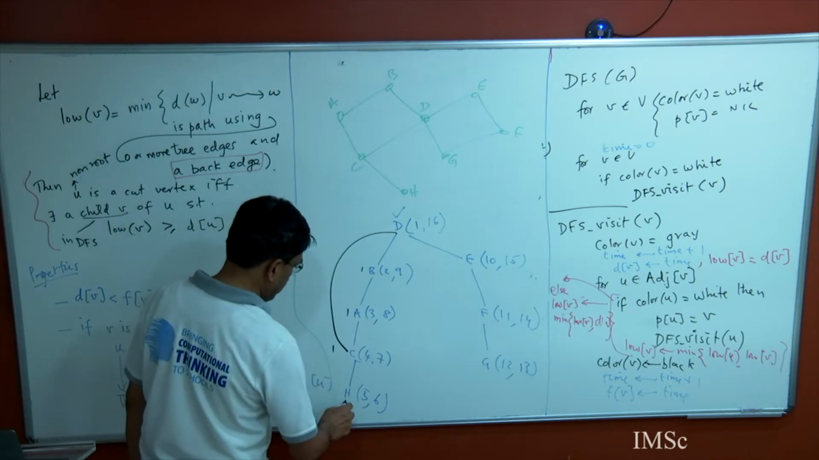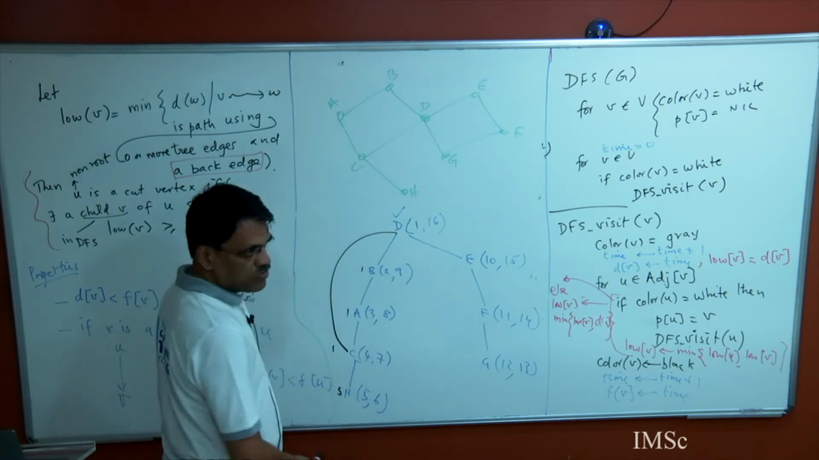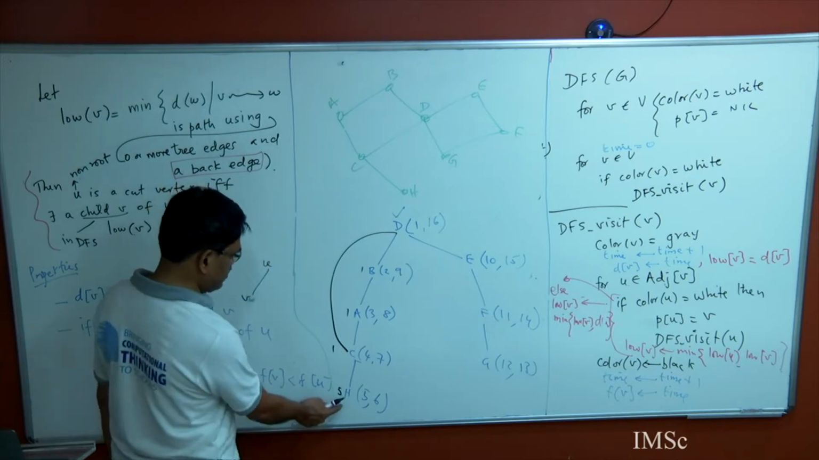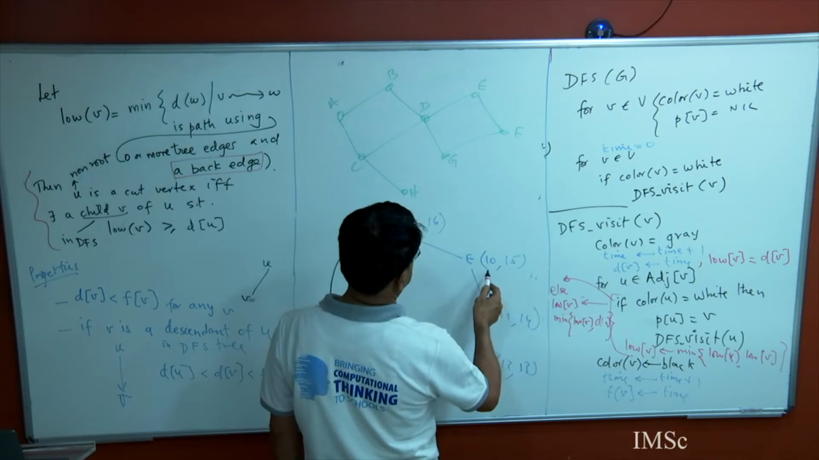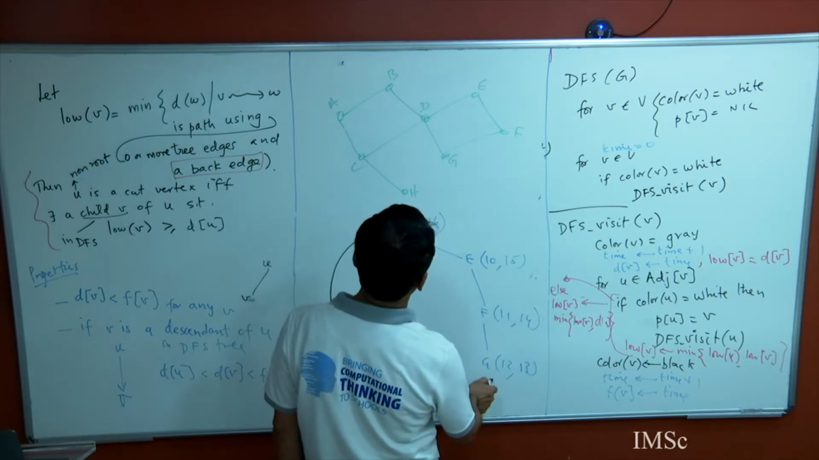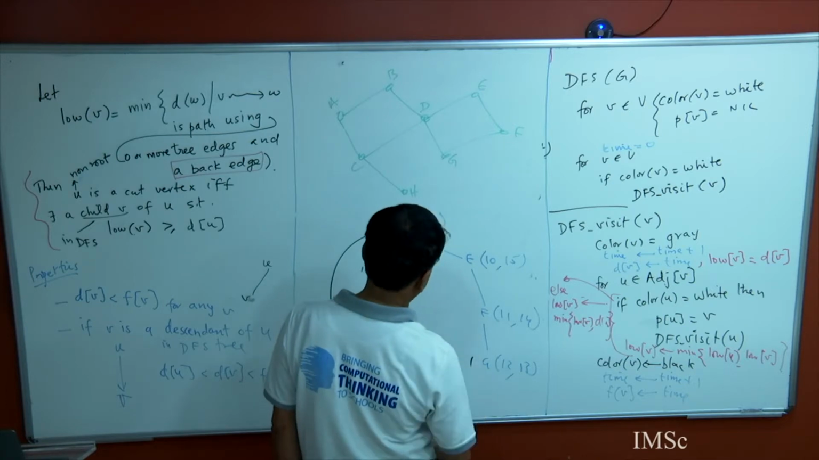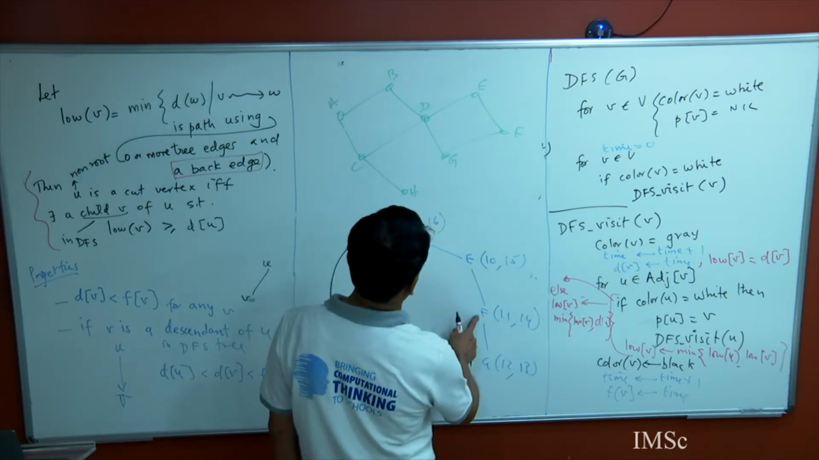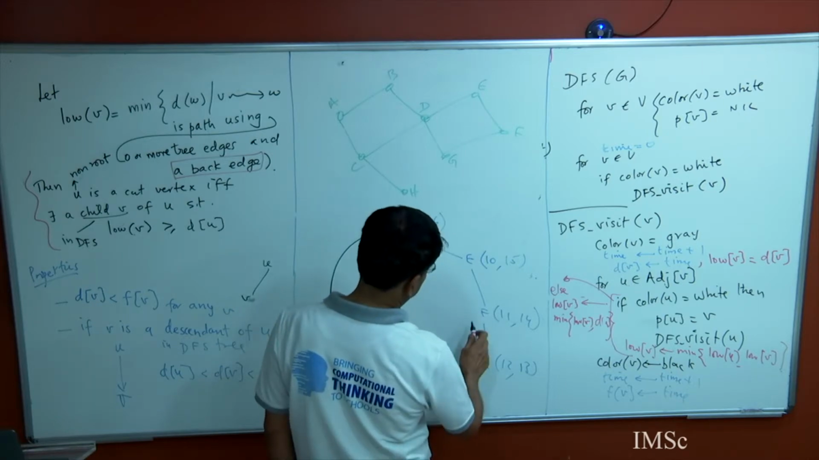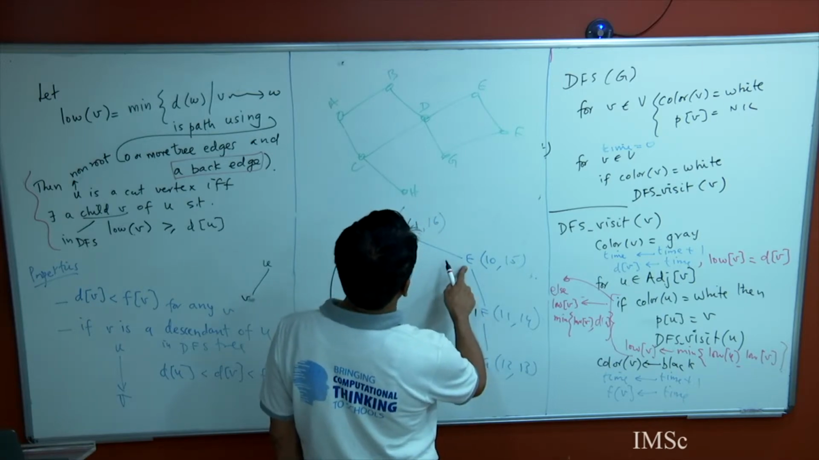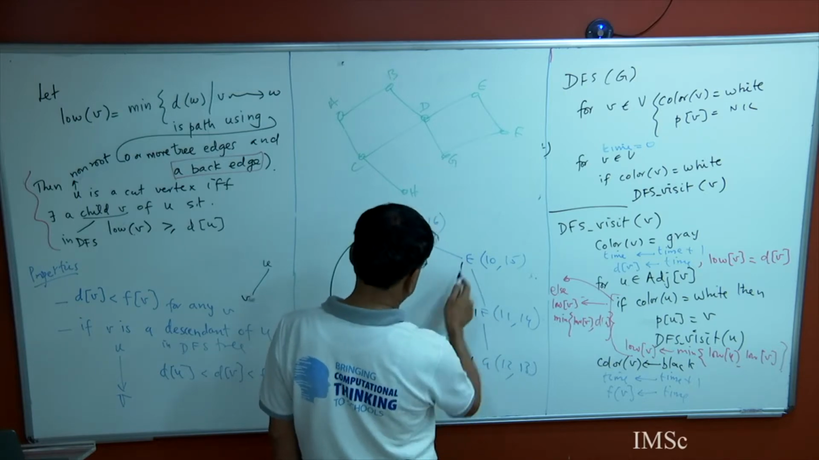So H has a low value of 5, right? Because it can reach only itself. There is no back edge, no tree edge. H has a low value of 5. And let's see, start from G. G has a low value. GD is an edge, so it can go to 1. F has no back edge, but through that, it can go to 1. And E again has no back edge, but through these it can reach 1.